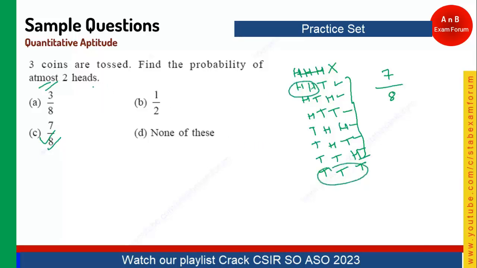The other thing is at most 2 heads, you reverse it. If you find the probability of containing all the heads, so if you have all the heads, the probability will be 1 by 8, and the reverse of that is at most 2 heads, so just reverse it, so we'll get 7 by 8. Okay, this is a shortcut key, but this one also works.